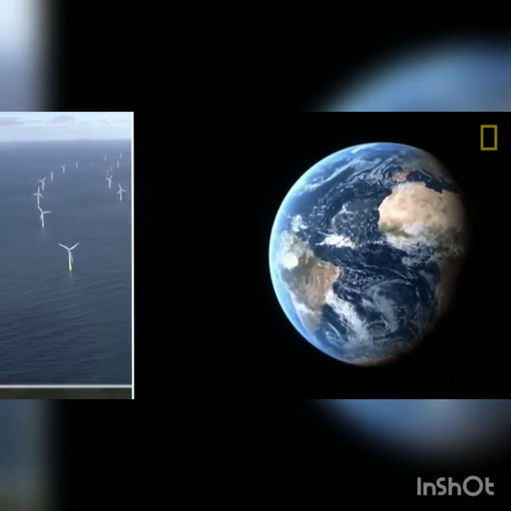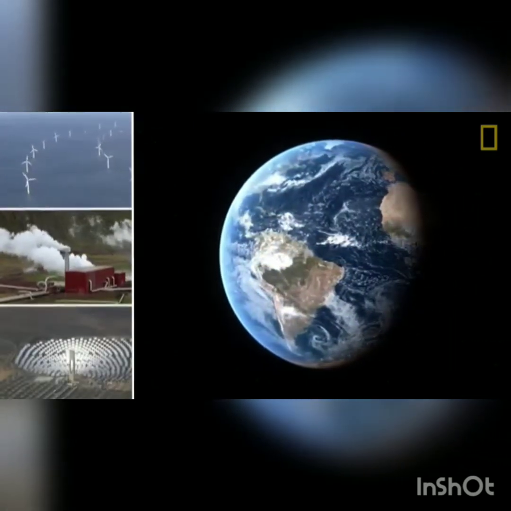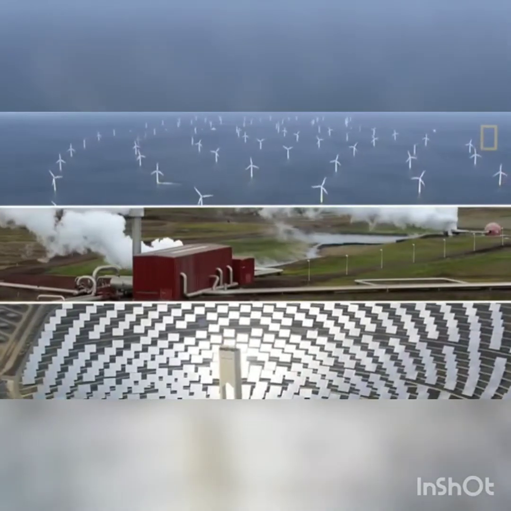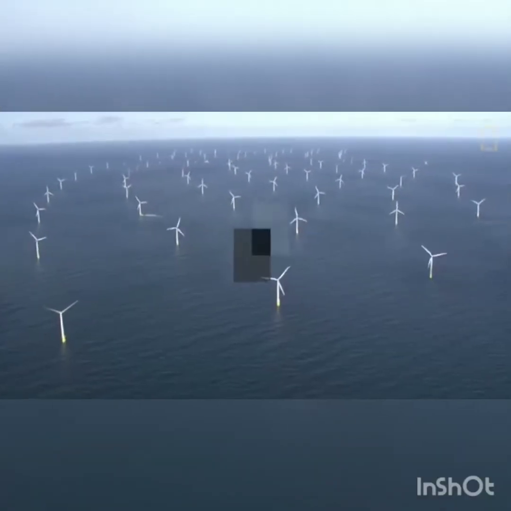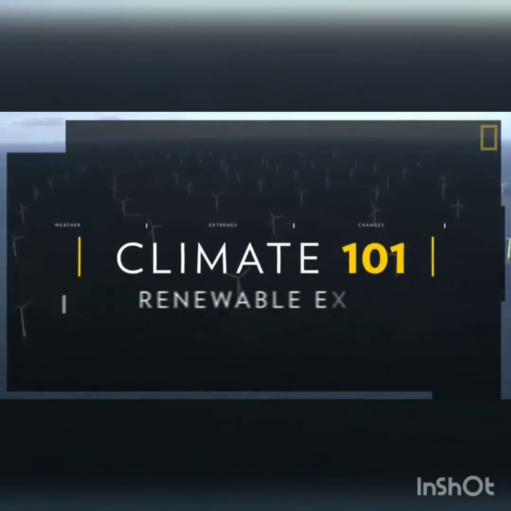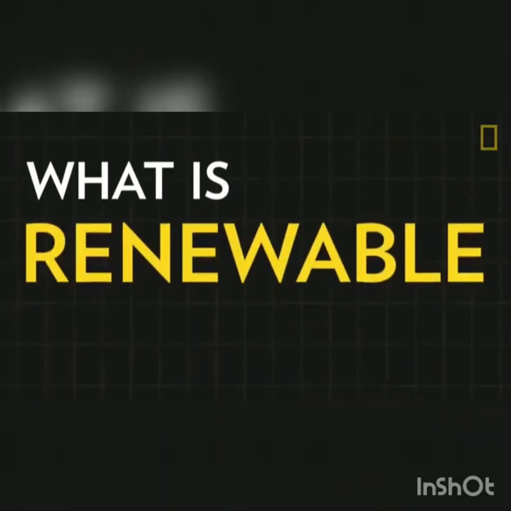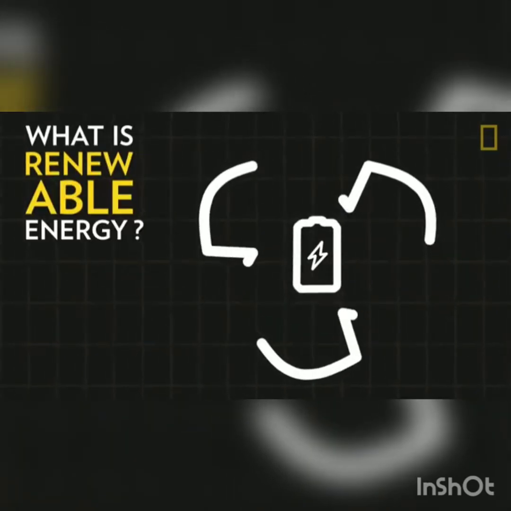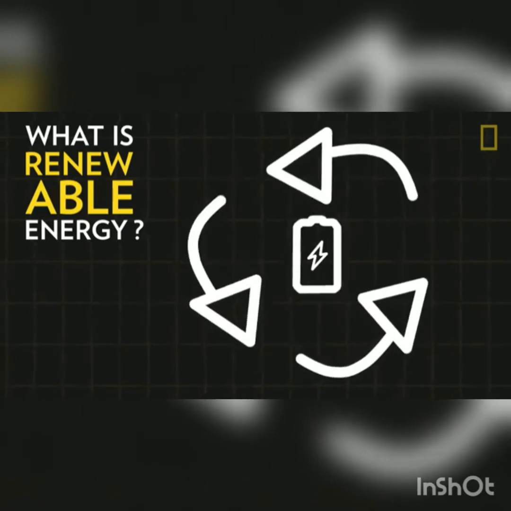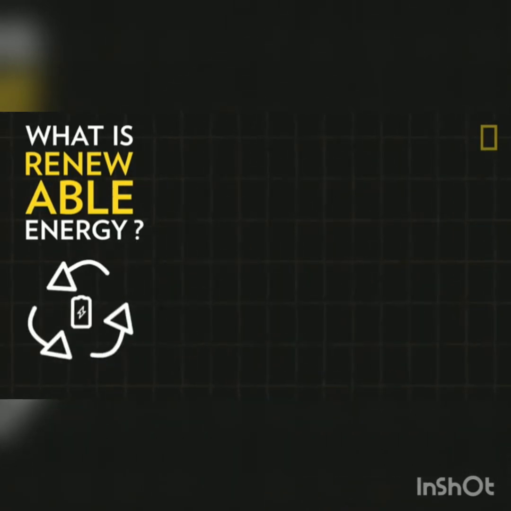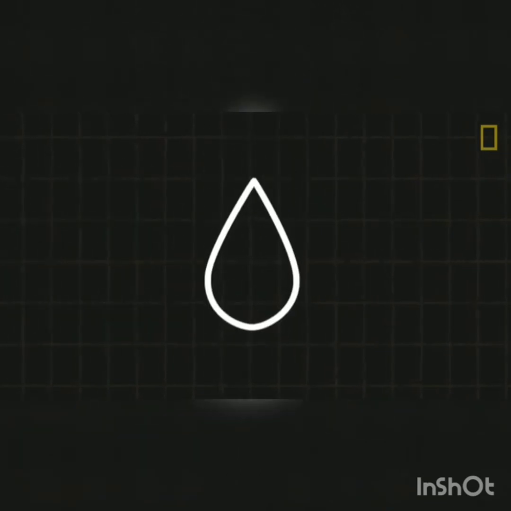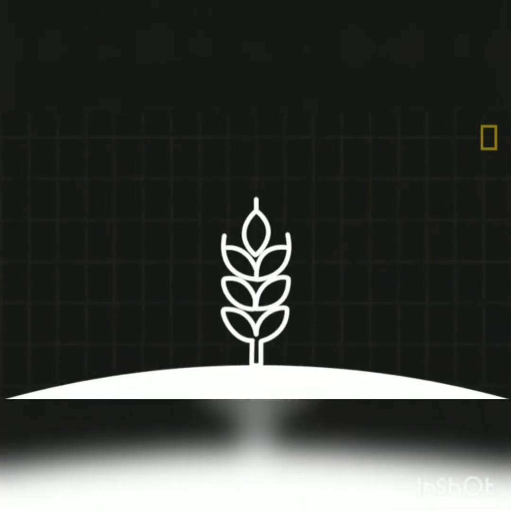Around the world, renewable energy use is on the rise, and these alternative energy sources could hold the key to combating climate change. What is renewable energy? Renewable energy is generated from sources that naturally replenish themselves and never run out. The most common sources are solar, wind, hydro, geothermal, and biomass.